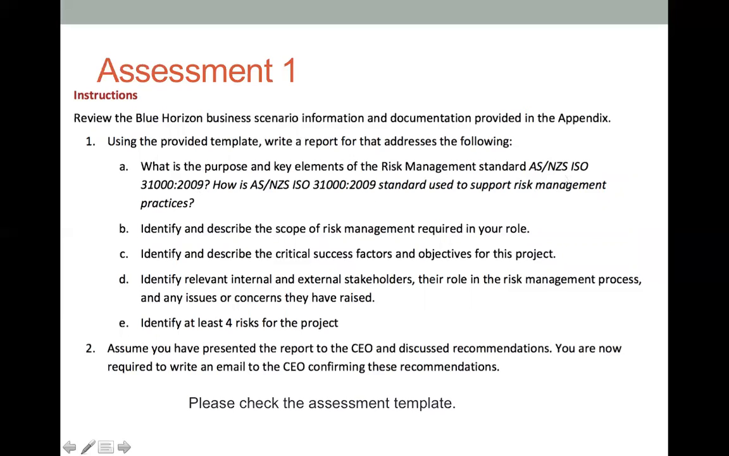Now, if you look at that, the first one is about Australian Standard, New Zealand Standard, ISO 31000:2009. That includes the purpose, the key elements, and how that supports our risk management practice. Okay. The next one is identify and describe scope. So this is about the scope of the risk management, and then the key success factors or critical success factors and objectives. Now these 2 are related.